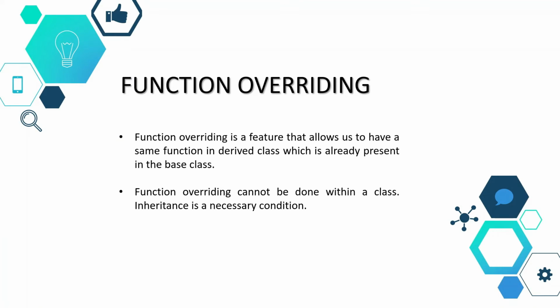First up, function overriding. Function overriding is a feature that allows us to have a same function in derived class which is already present in the base class. This means that both functions will have the same function signature. We should remember that method overriding cannot be done within just one class. Inheritance is a necessary condition.